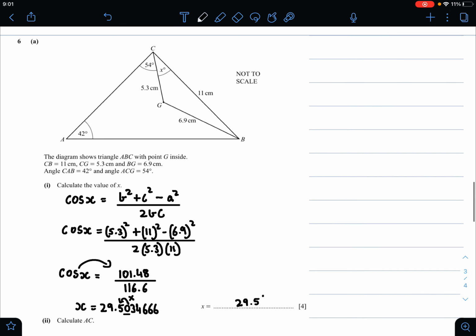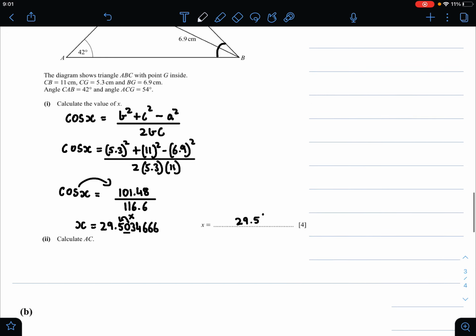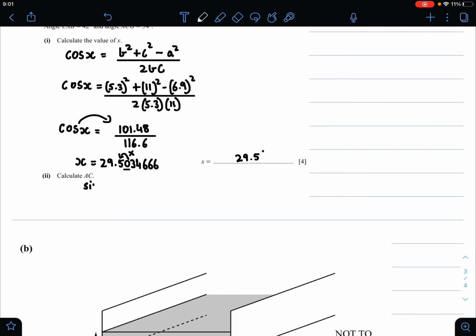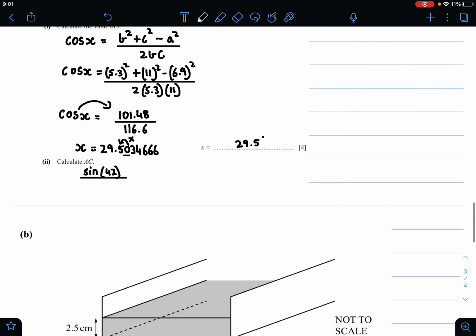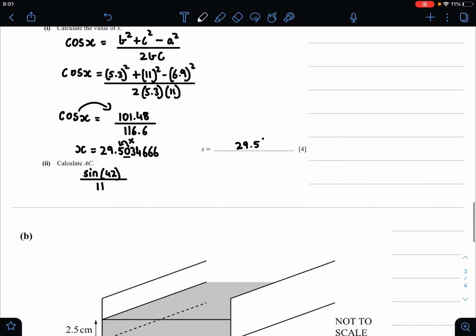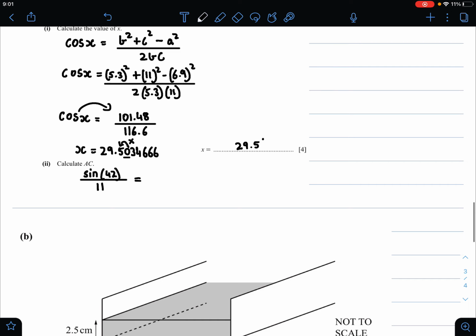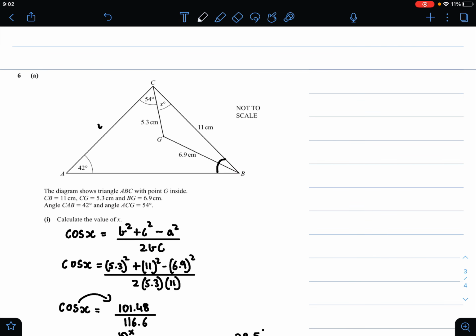the value of AC. So the bigger triangle, that is ABC, we have two angles now, so we can find the third angle and then use the sine rule to calculate the side AC. So we can write that sine 42 divided by the side that is opposite to this angle, or the angle of 42 degrees, that is 11, is equal to sine of the third angle that we will find right now divided by x, or let's label it y for now because x is the angle that they've labeled in the question.